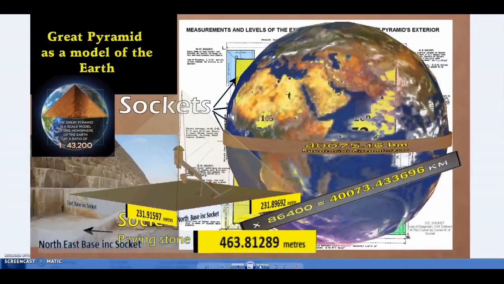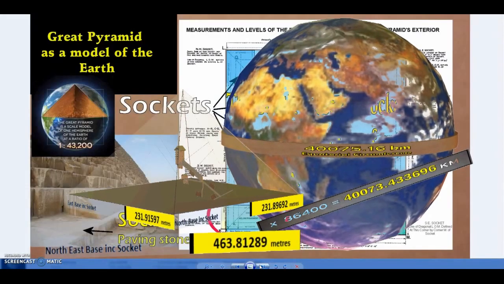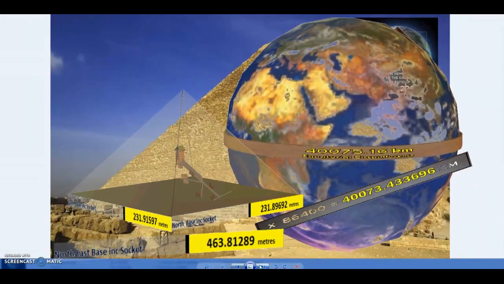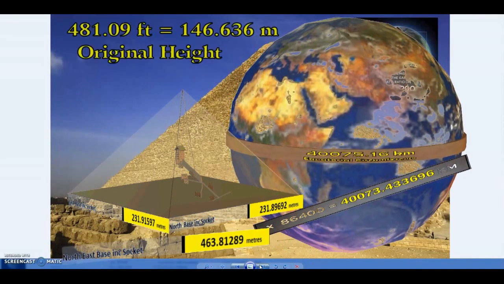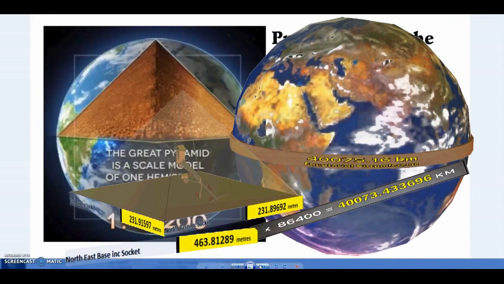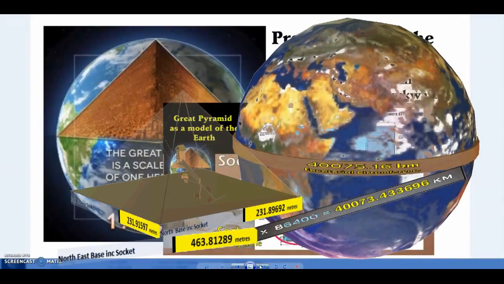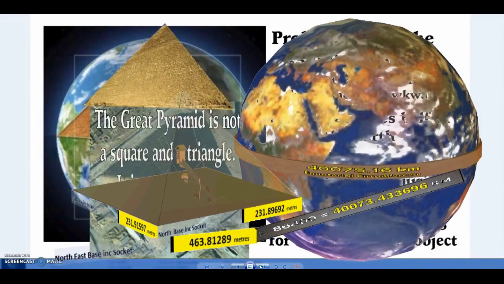We also resolve the issue of it being a scale representation of half of the Earth, and the Earth, of course, is not a half sphere, it's a total sphere. And so the problem with 43,200 is therefore resolved.